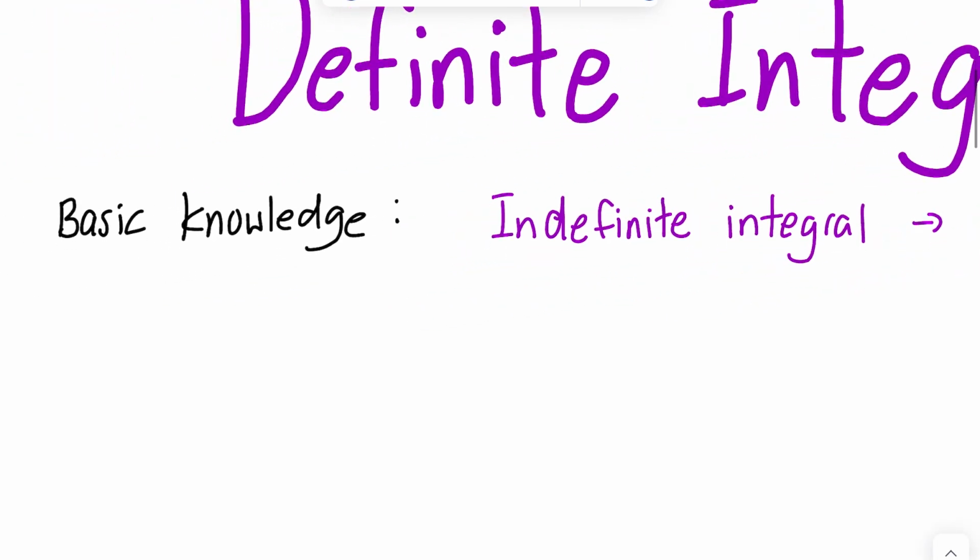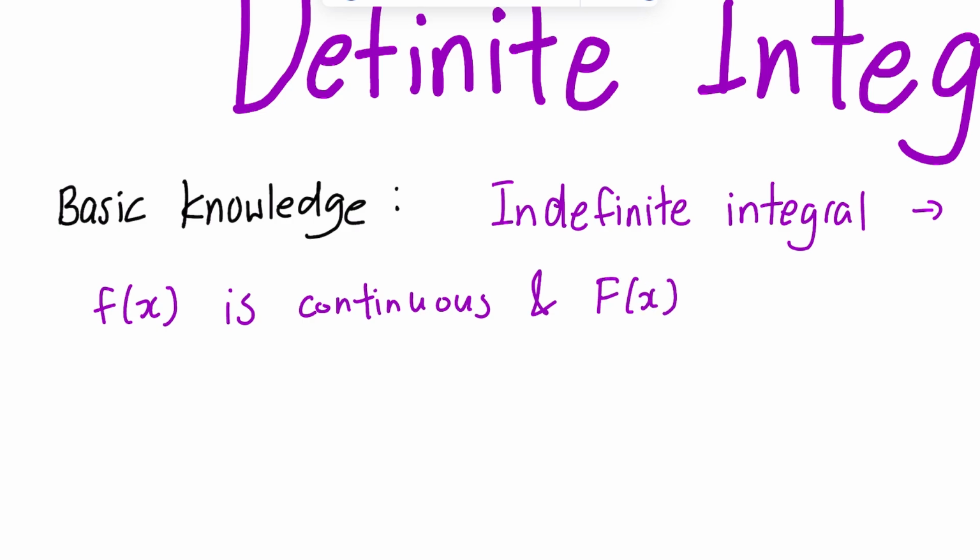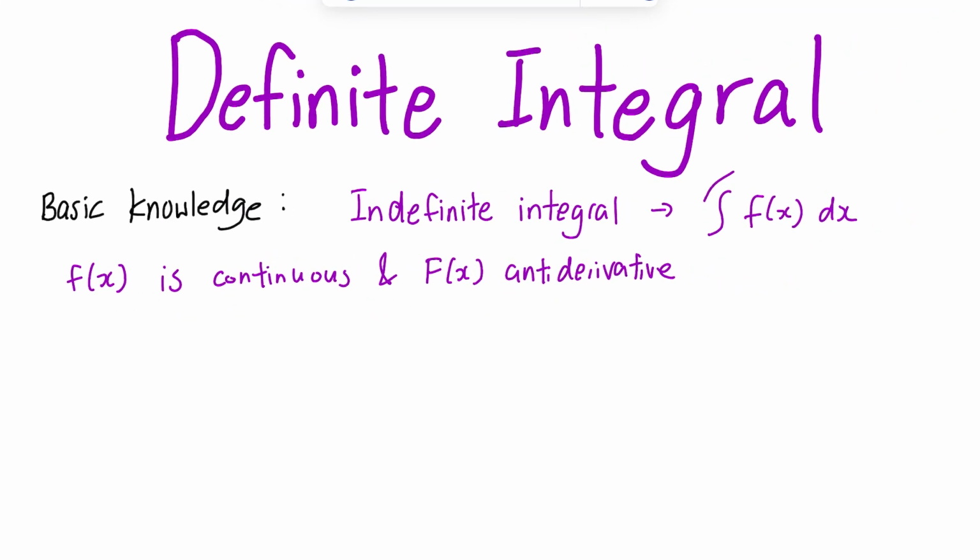For a definite integral, it's very similar. Let's say we have a continuous function f of x. It must be continuous, that's a condition. And we have capital F of x. Let's call that the antiderivative. That basically means the answer you get when you integrate something like this. So we know that f of x is continuous, and we label capital F of x as the antiderivative.